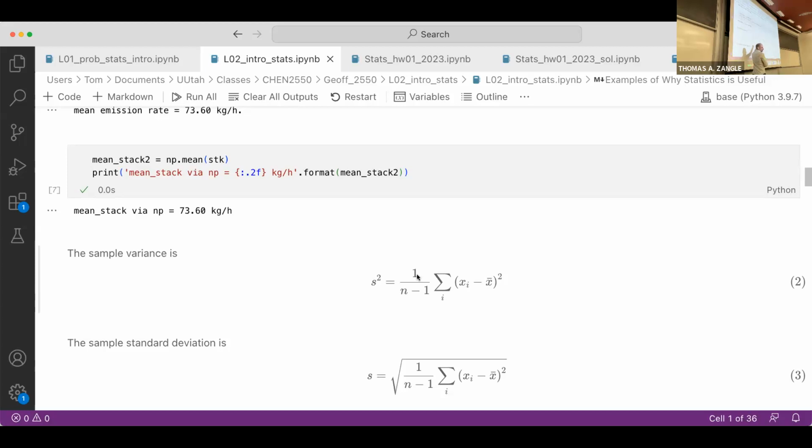Okay, no feedback. So does that make any sense at all? Why we use n-1 instead of n?